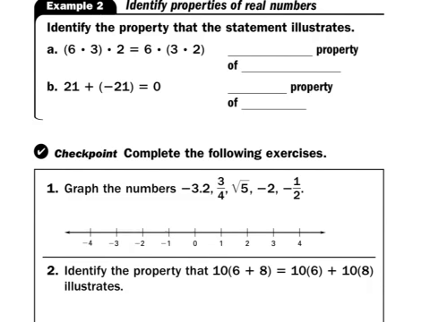Okay, example 2. Identify the property that the statement illustrates. So if I have 6 times 3 and multiply that together to get 18, and then multiply by 2 to get 36, that's the same as saying 6 times, and then multiply 3 times 2 together to get 6. 6 times 6 equals 36. So what is the word for this? If 6 tells 3 what to do, and 3 turns around and tells 2 what to do, this would be an example of the associative property.